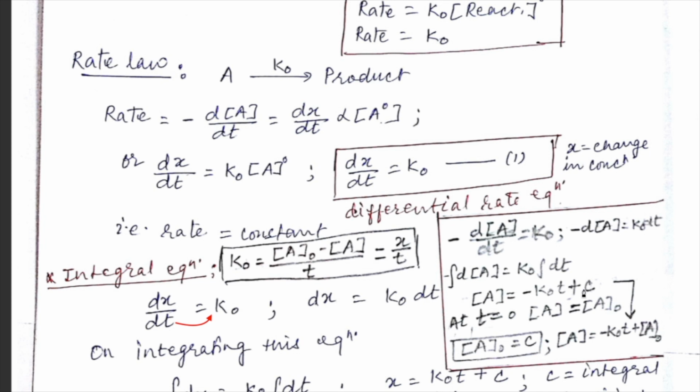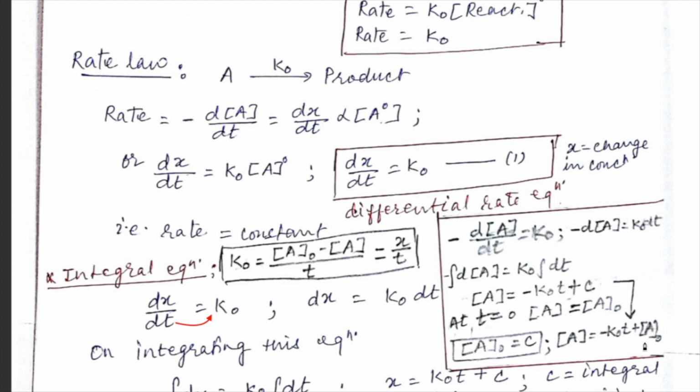Again to find out the value of c, we start with the initial conditions, that is, when t is equal to 0, the concentration of A is known as the original concentration and it is represented by A naught. Okay, so by putting the value of t, that is 0, and A naught, we get the equation A is equal to minus Kt plus A naught.